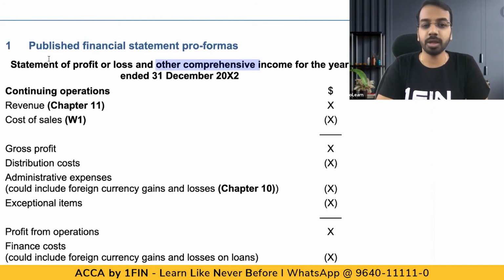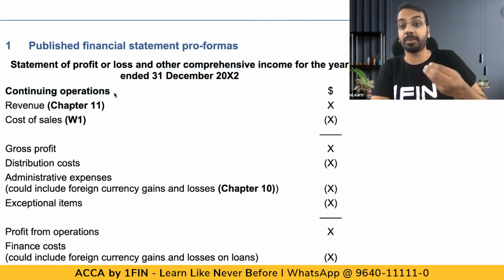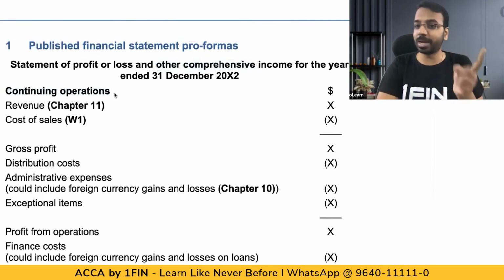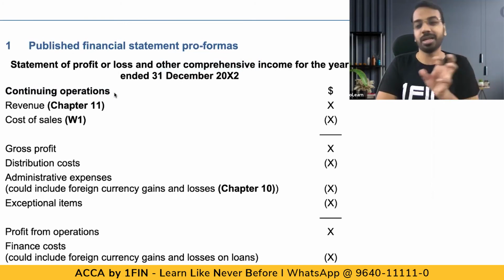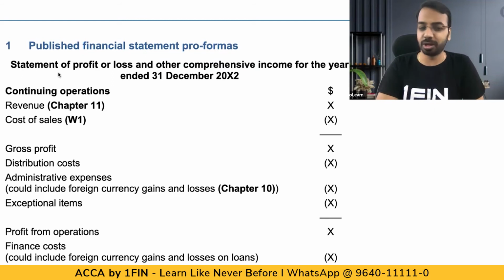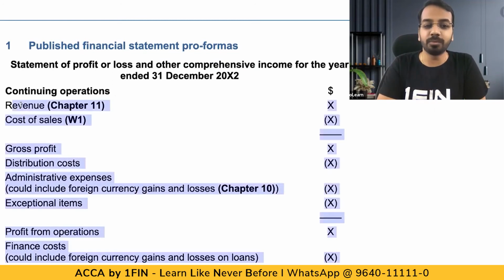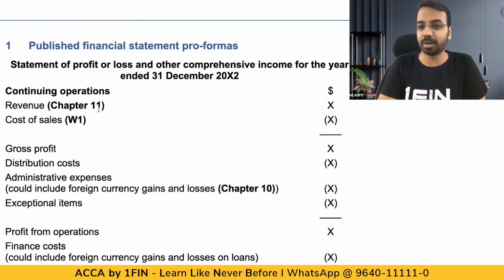So you have the statement of P&L or profit or loss, continuing operations again. So operations which are being continued. If you remember, there is one chapter which talked about discontinued operation. So there are continuing operations and discontinued operations. Okay, so ignore this for now. You have revenue. Revenue we will cover in chapter number 11: how to recognize, what to recognize, how much to recognize.